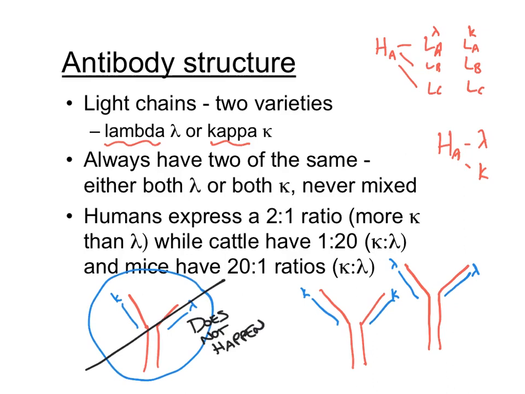Interestingly to me, different species express different ratios of kappa to lambda. Humans are relatively close, a 2-to-1 ratio with more kappa than lambda. Cattle have a 1-to-20, which means more kappa to lambda, and mice are exactly the opposite. Why will become apparent perhaps momentarily.